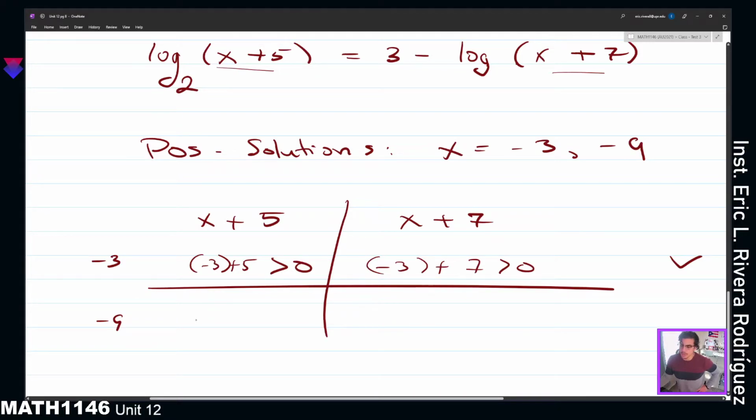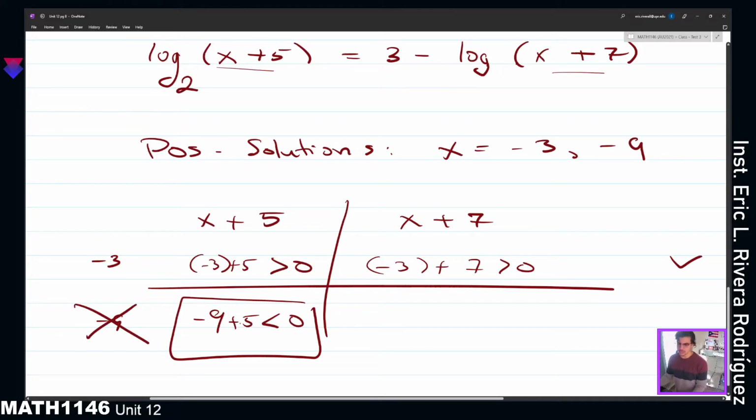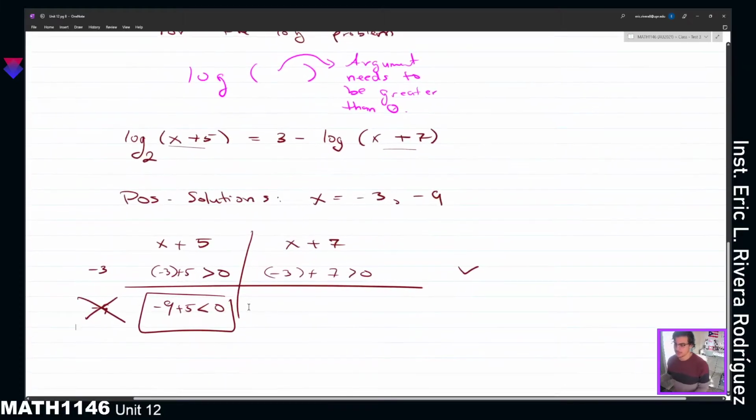Now let's see what happens with -9. -9 plus 5 is going to be negative. Here we're going to stop, because when we plug in -9 into the argument of x plus 5 and we get an argument that is negative, less than 0, with only this we know that -9 is not a solution of the logarithmic problem. Hence, the only solution here is x equals -3.